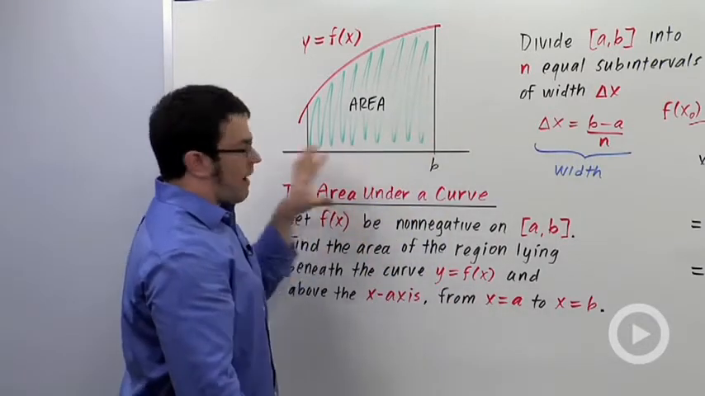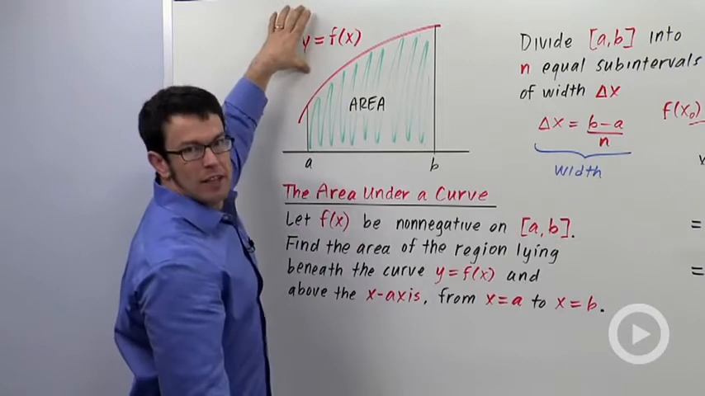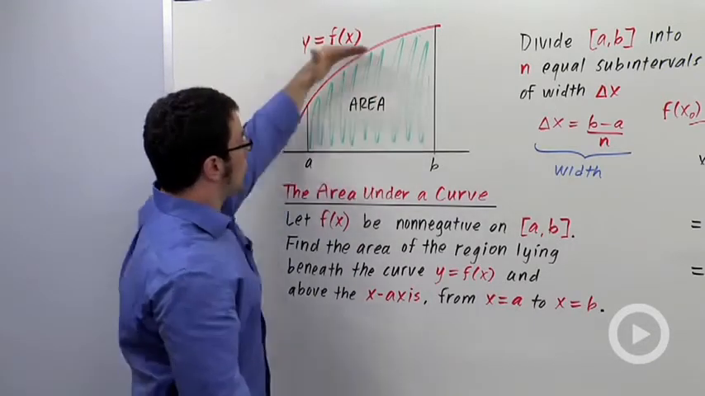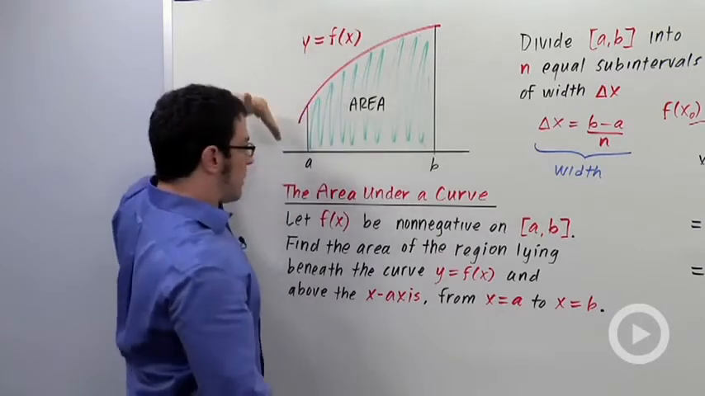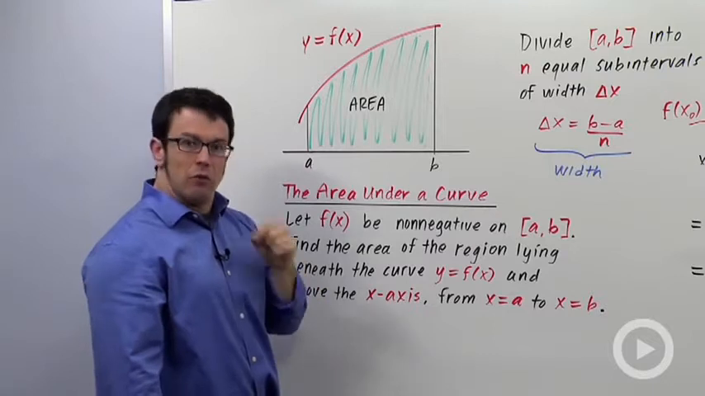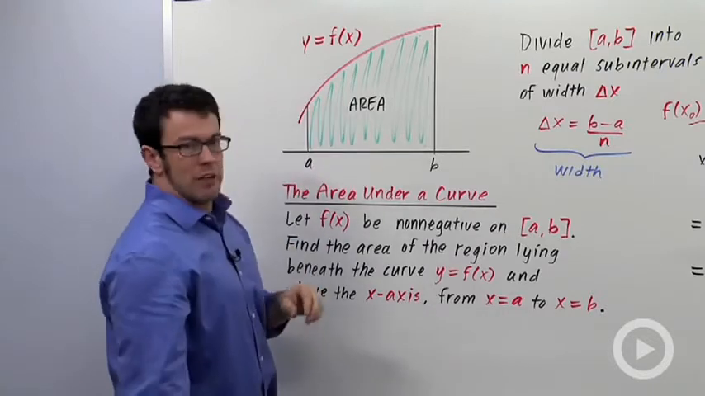So whenever I say find the area under the curve y equals f of x on the interval [a, b], this is what I'm going to mean. And I'll be dealing with only non-negative functions, no functions that dip below the x-axis for now. Finding the area under the curve will imply that we're dealing with a non-negative function.